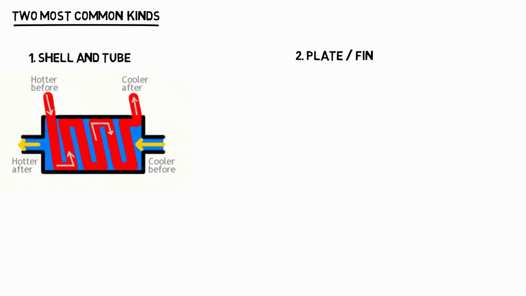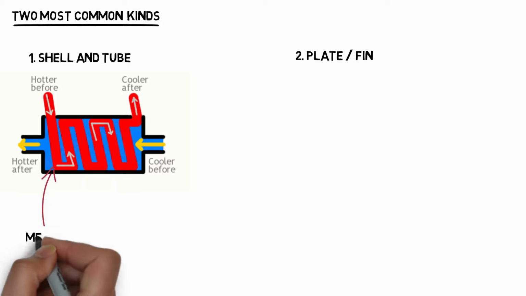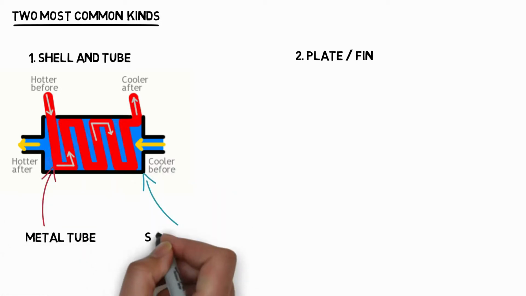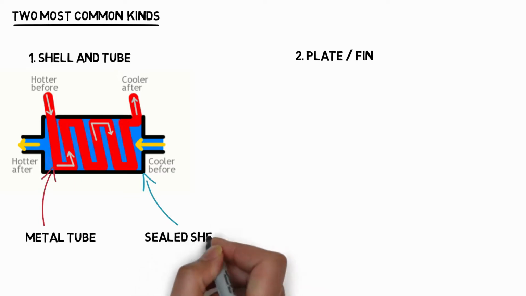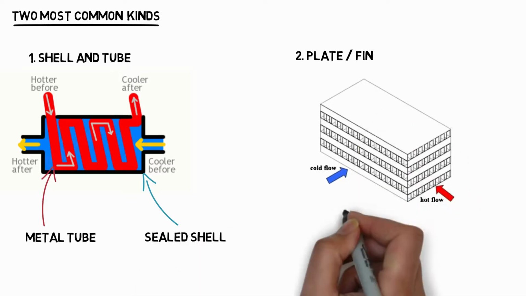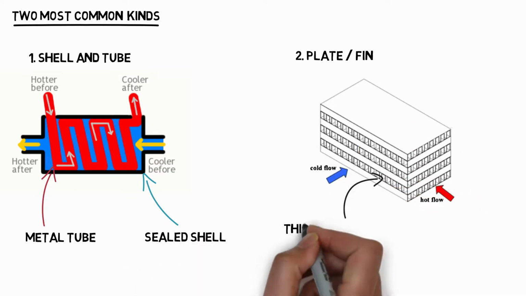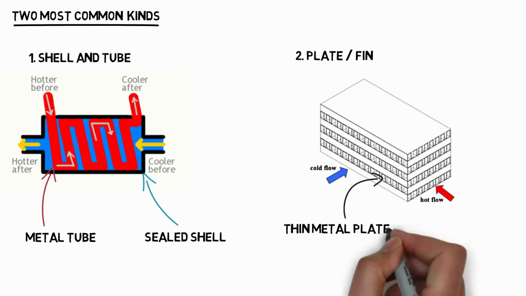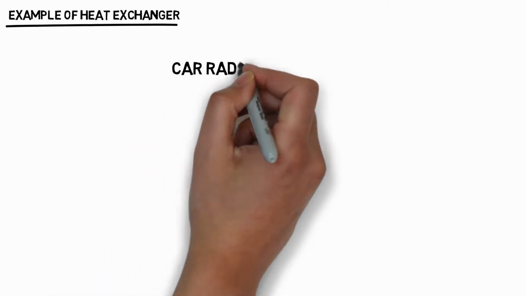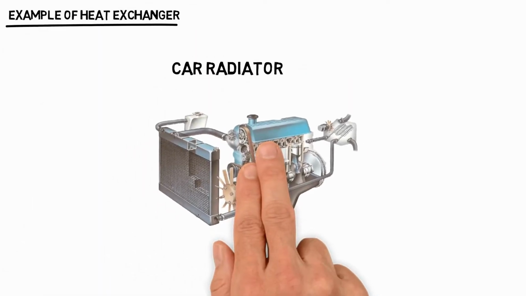In shell and tube heat exchangers, one fluid flows through a set of metal tubes while the second fluid passes through a sealed shell that surrounds them. Plate heat exchangers have lots of thin metal plates with a large surface area to transfer heat between fluids. An example of a heat exchanger is a car radiator, which is used to regulate the engine's temperature.